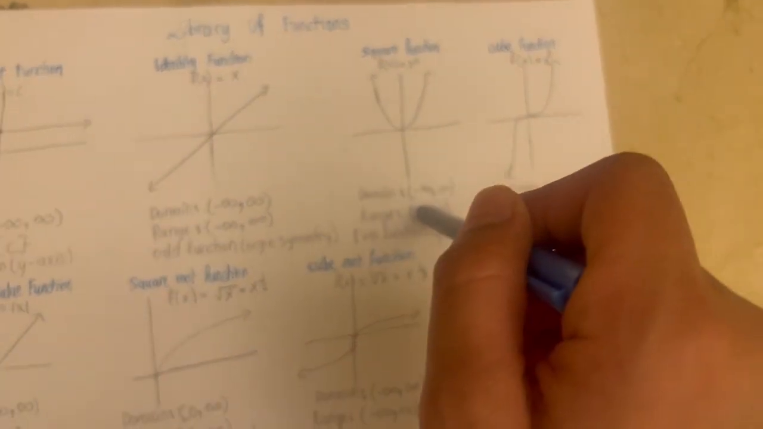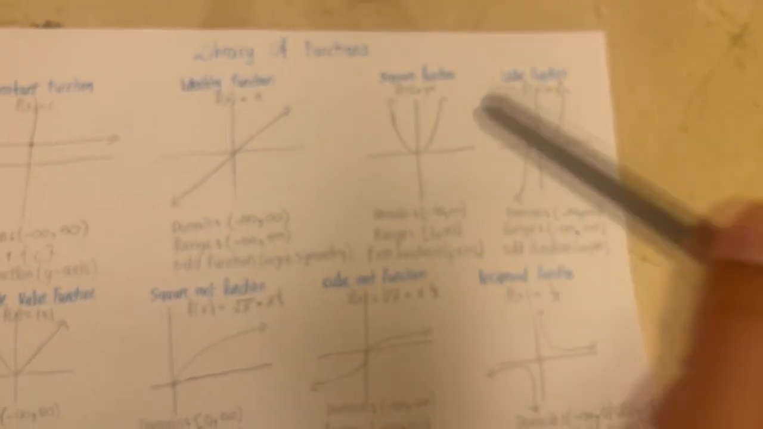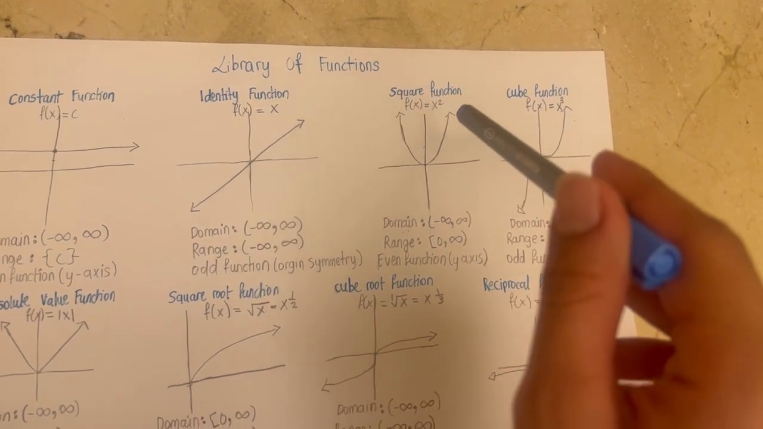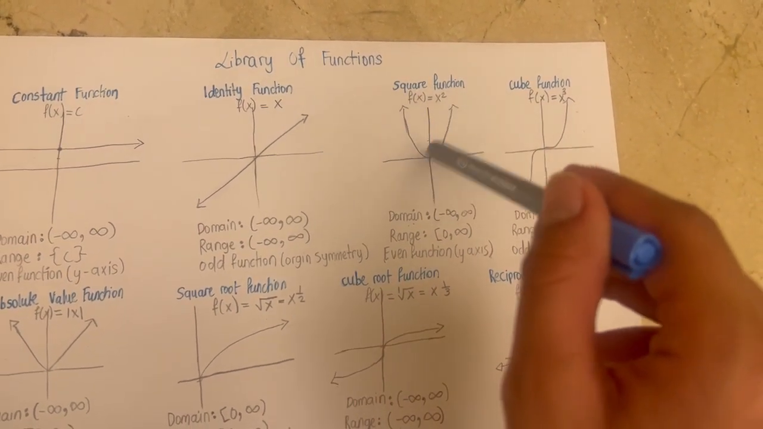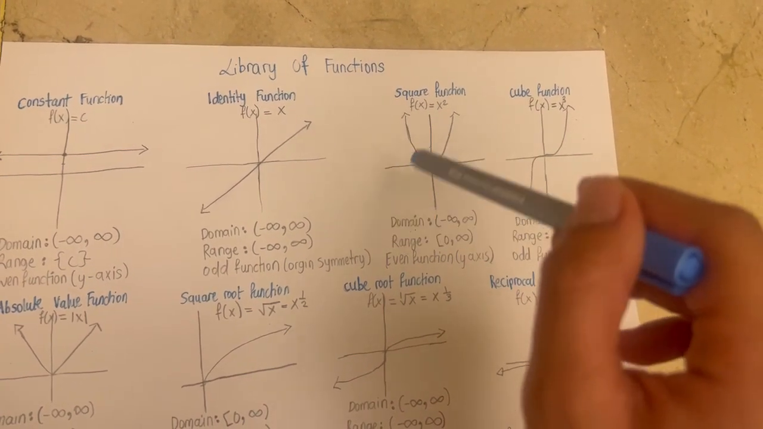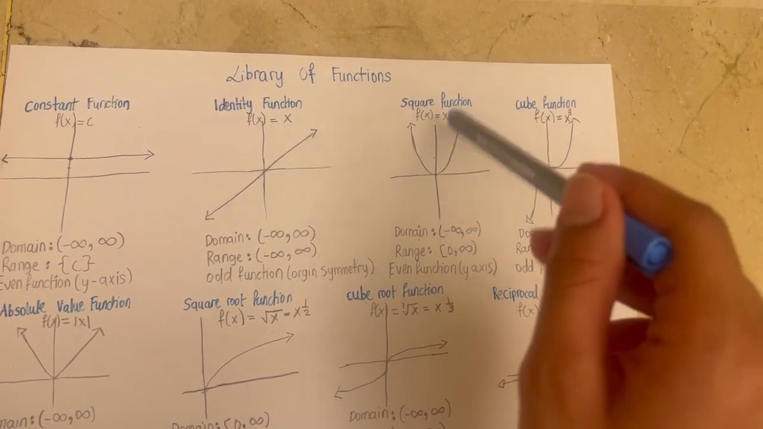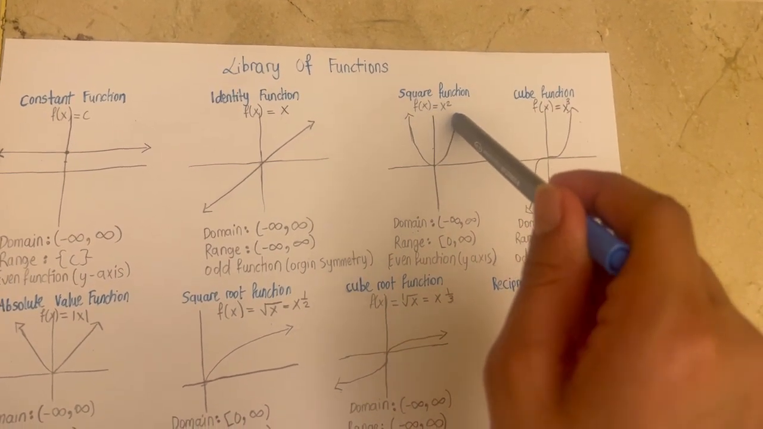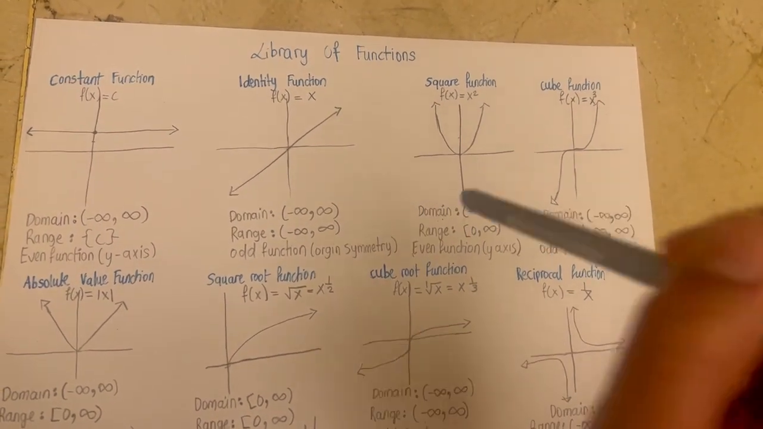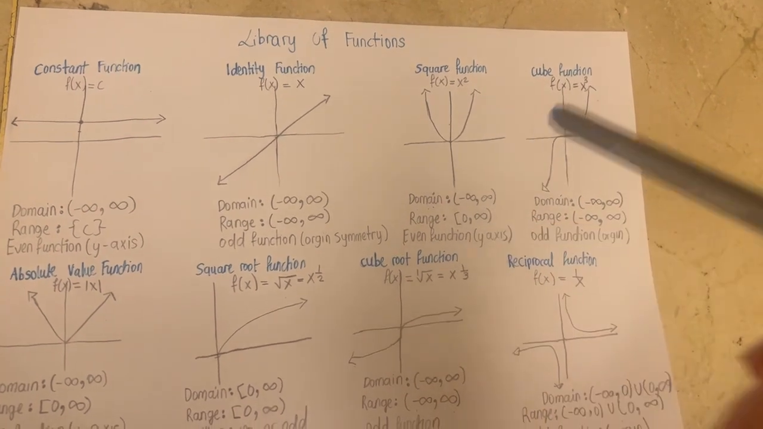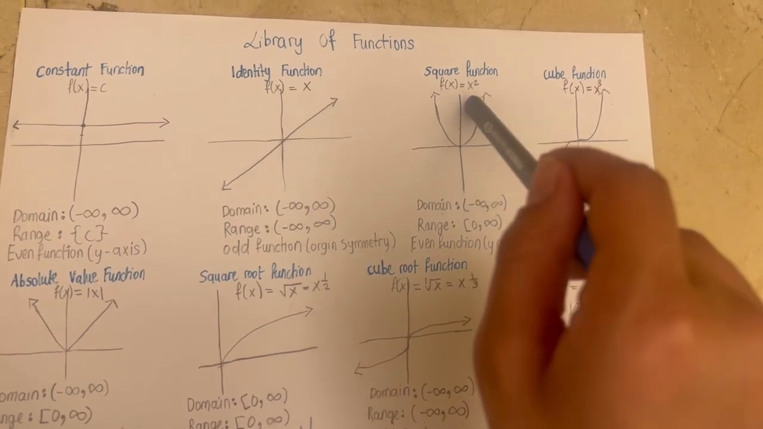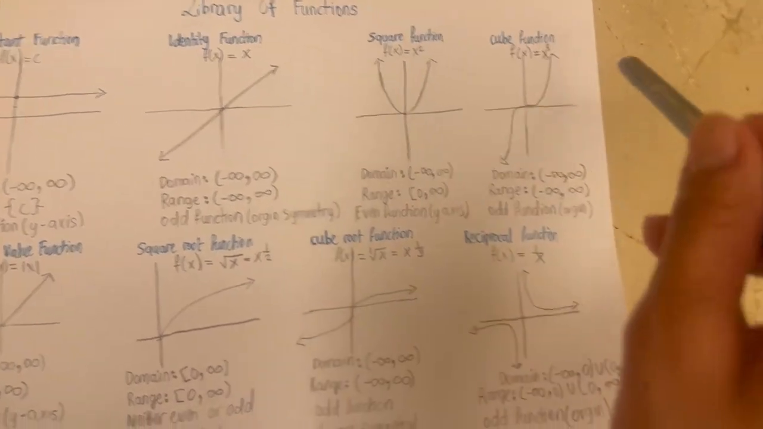And then we have the square function. The square function can also be called a quadratic function, and this shape right here is called a parabola. You can have a parabola facing upward or downward. In our case, it's upward. F of x equals x squared with a domain of negative infinity to positive infinity and a range of 0 to infinity. And this function over here is considered even since it is symmetric to the y-axis.